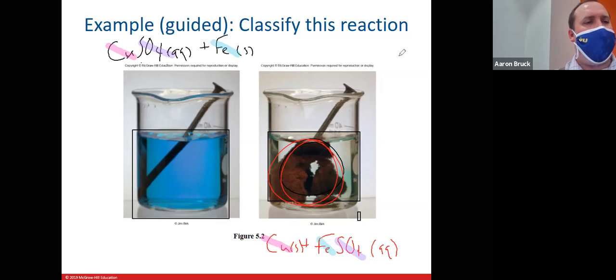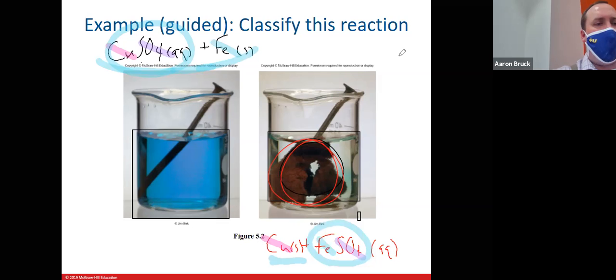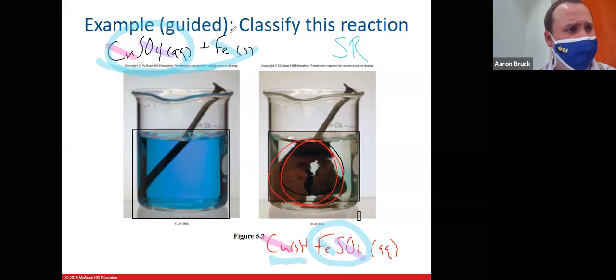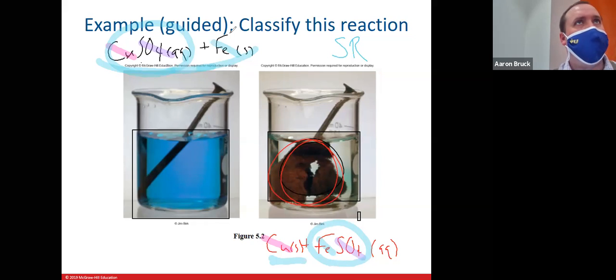Well, how many compounds do I have on each side? I've got copper sulfate, that's a compound. I've got iron, that's just an element. I've got copper, which is just an element here. I've got iron sulfate, which is a compound. One compound on each side. This is single replacement or single displacement, however you want to frame it. Other questions about this example?